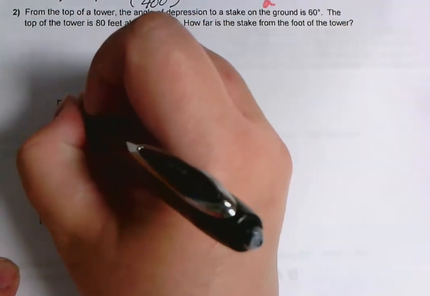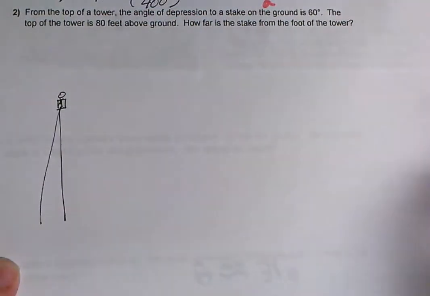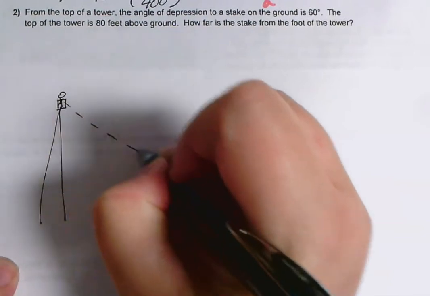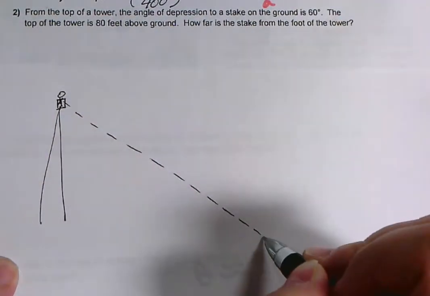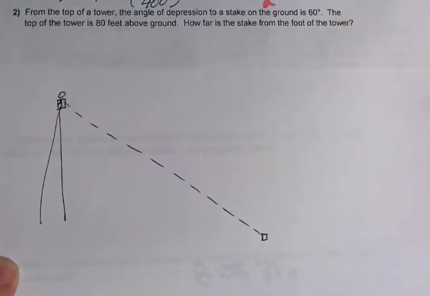They're saying I'm standing up here on the top of my tower. I'm looking down, and there's a stake on the ground. Not like meat, but like a piece of wood hammered into the ground. I mean, who knows? Maybe there is a stake on the ground. There's a ribeye on the ground.